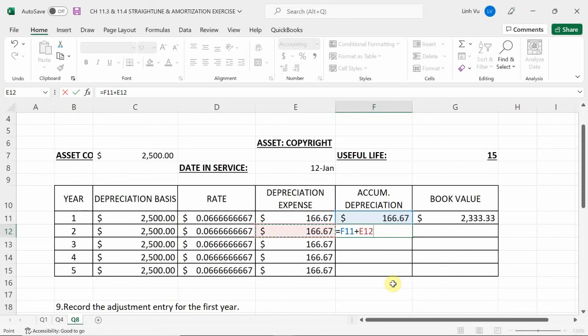Last year's, no, by the asset cost. So it'd be, no, we're looking at accumulated depreciation minus the cost of the asset. That's book value. Oh yeah, previous year's accumulated depreciation plus current year's depreciation expense.